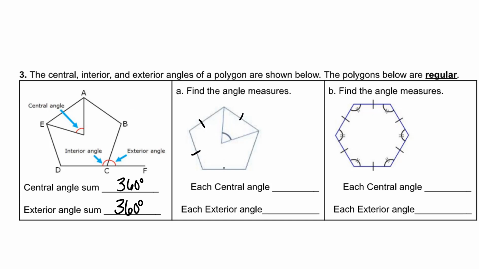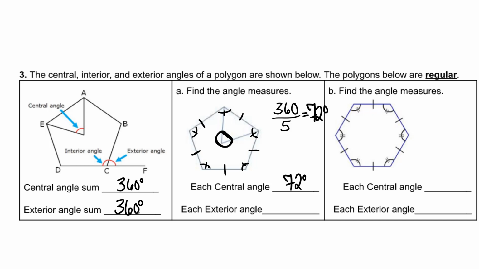So if we have a regular polygon, which is what they told us here, all the sides are the same length and all the angles are congruent. This is equiangular. They want to know the measure of each central angle, this angle right here. If the total central angles is 360 and we have a 5-sided polygon, we take 360 and divide it by 5. That gives us 72 degrees. So each central angle is 72 degrees.